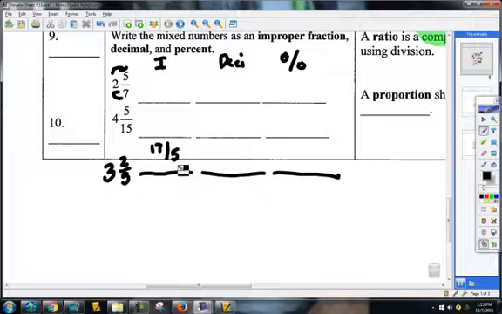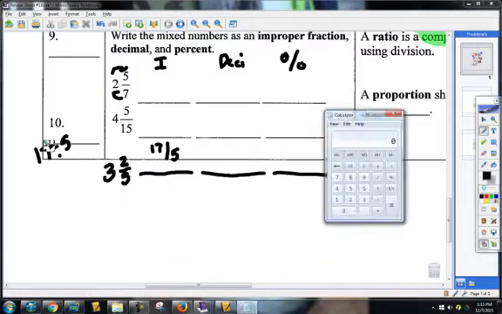Okay. If I'm going to turn that into a decimal, I just got to remember that all fractions are division problems. Okay, so I'm going to do 17 divided by 5. Again, you can use your calculator on that, no problem. 17 divided by 5, and that equals 3.4.